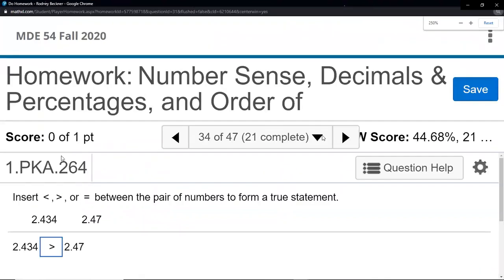So if you can't see it, boom, there it is, 2.434, 2.47. So this 2 is in the ones, this 2 is in the ones. They're the same, so we go to the tenths. This is a 4, this is 4, they're the same, so we go to the hundredths. This is a 3, this is a 7. Oh, we finally got something different.